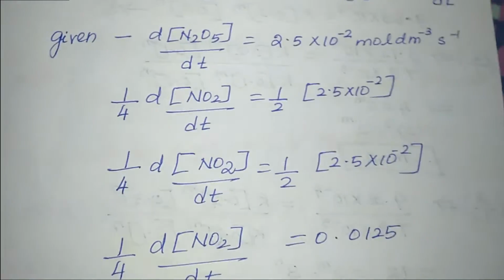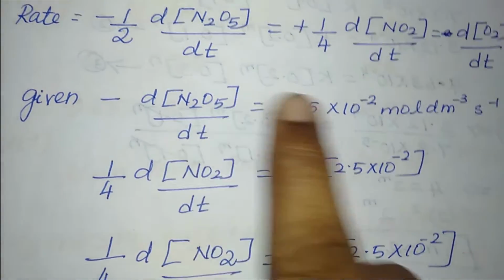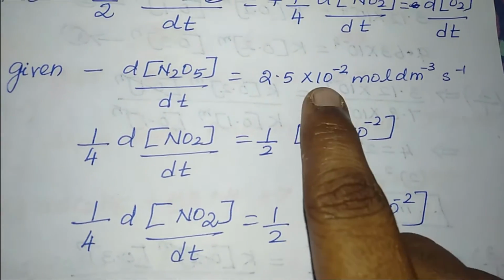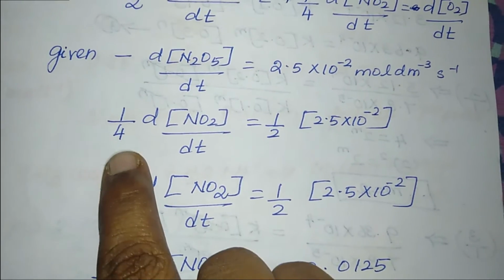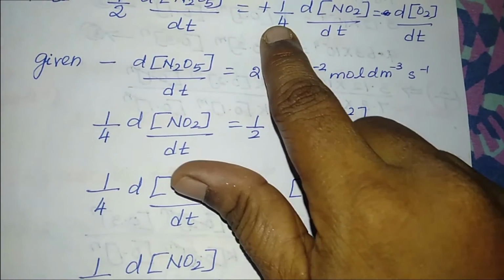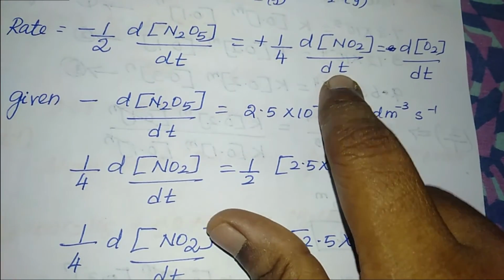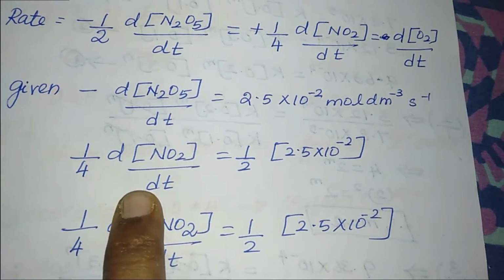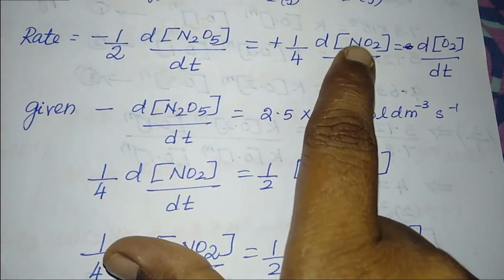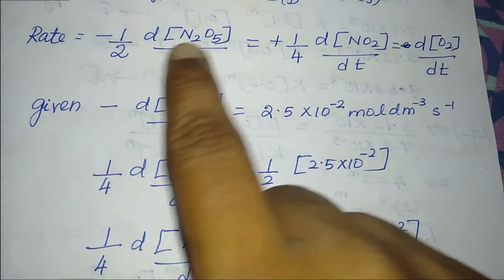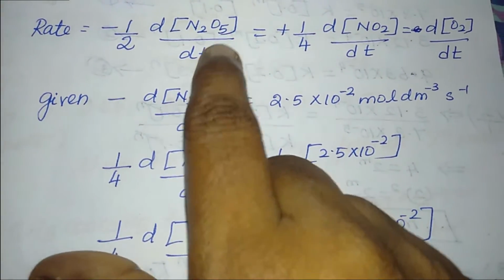Okay. So you all know what is the given data which they have given. As it is decomposed, when it is disappeared, the rate of the reaction is 2.5 into 10 to the power minus 2 mole decimeter cube per second, isn't it? So here you have to write this, that is equal to what they have given, 1 by 4 d concentration of NO2 by dt. So you are writing this one. Okay. So this is equal to this, right? So I am taking the product and the reactant. So what is the reactant? It is half d N2O5 by dt.